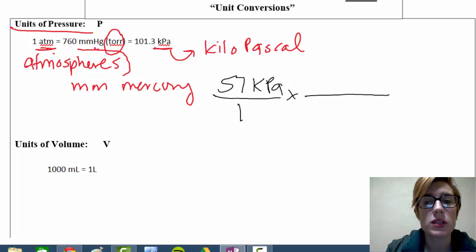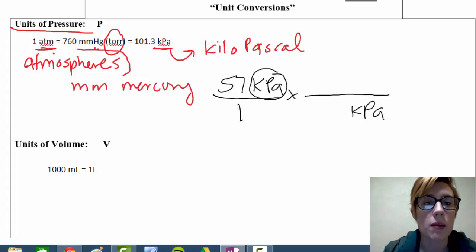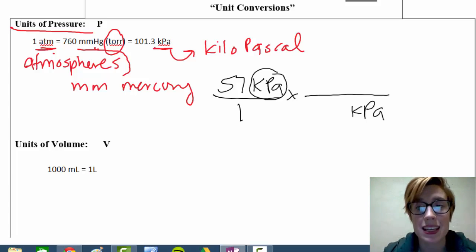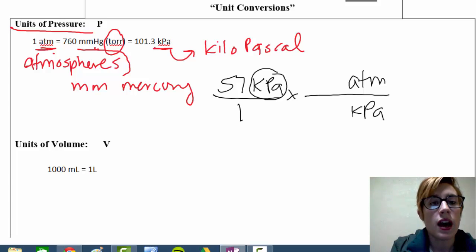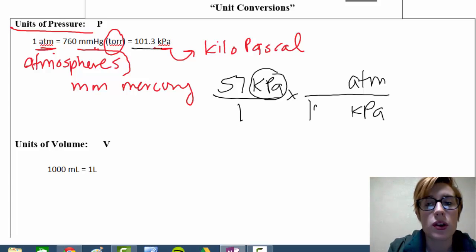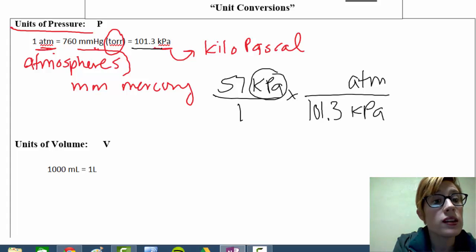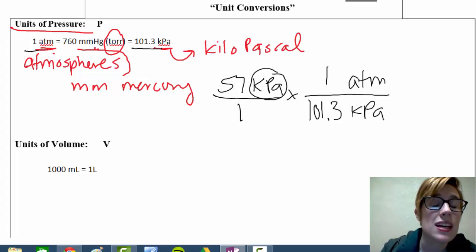Since we have our given over 1, we see the unit that we're given is kilopascals, so we're going to put that on the bottom to cancel out. And then the unit that we want to go to, we're going to put on the top. So let's say we're in kilopascals, but maybe we want to go to ATMs. Then we would put ATM on the top, and then I would put my conversion numbers in these spots. Kilopascals, you're always going to put 101.3. That number will always go next to kilopascals. And then 1 will always go next to ATMs. So essentially, if I want to go from kilopascals to ATMs, I'm basically just dividing by 101.3.